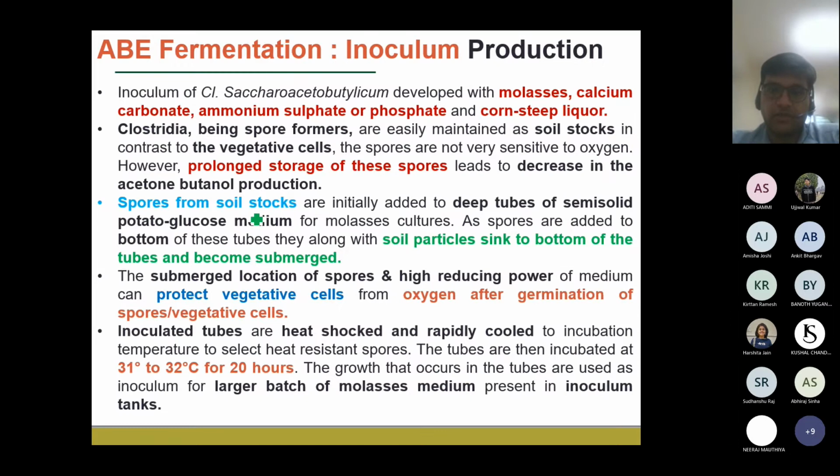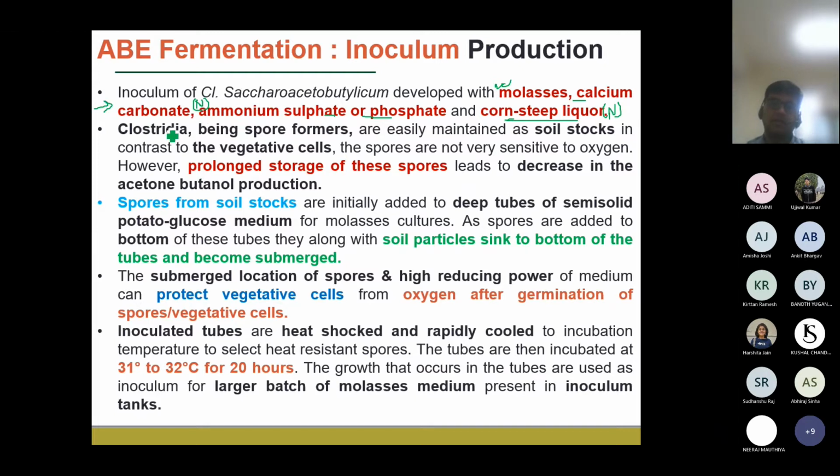Now let us look into the other media composition that is there. Generally, as I have told you, for the carbon source, molasses is widely used. Along with that, we have calcium carbonate, ammonium sulfate, phosphate, and corn steep liquor, which is the main source of nitrogen, as is the ammonium sulfate. So this is generally the growth media components.